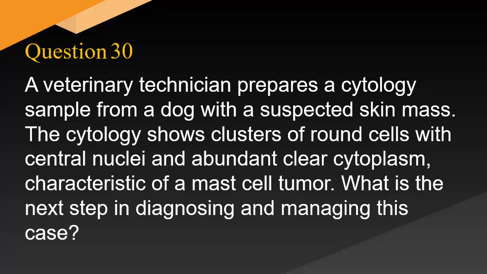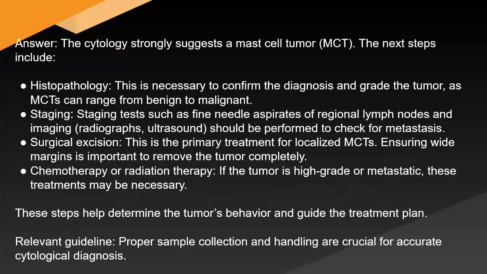A veterinary technician prepares a cytology sample from a dog with a suspected skin mass. The cytology shows clusters of round cells with central nuclei and abundant clear cytoplasm, characteristic of a mast cell tumor. What is the next step in diagnosing and managing this case? Answer: the cytology strongly suggests a mast cell tumor (MCT).